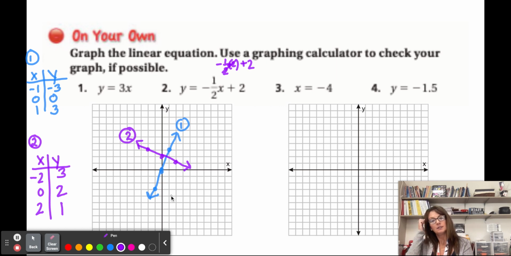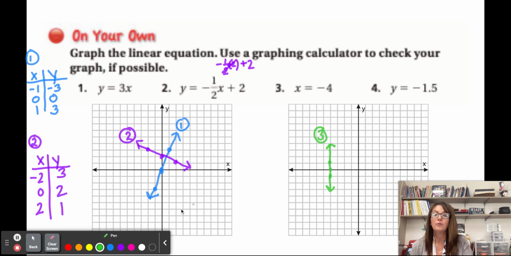So we have 2 graphs, different colors. If you want to use different colors on your paper, or if you at least label them, you could refer back to and know which ones they are. For 3 and 4, I don't necessarily have to use a table, because here x is equal to negative 4, and if you recall, that's that vertical line. Every value is going to be negative 4 on x. It's going to have an x of negative 4, right? So any place on negative 4, you could just graph a couple, 2, 3, and you're basically just going to draw a vertical line here. That's number 3.